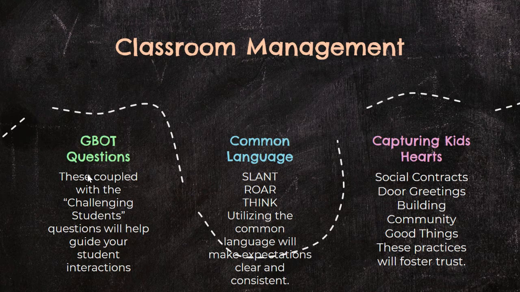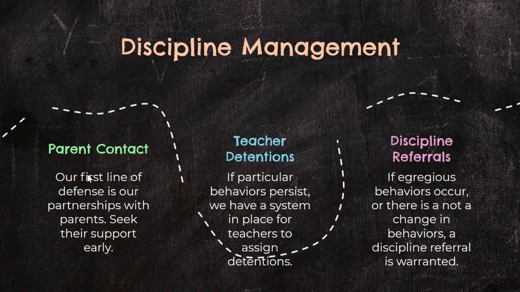We're going to ask you to develop social contracts in your classrooms, to greet your students at the door, to intentionally build community, maybe through doing activities like Good Things. These things will build relationships and foster trust, again, to mitigate some of those potential discipline issues. But we know those are still going to arise.